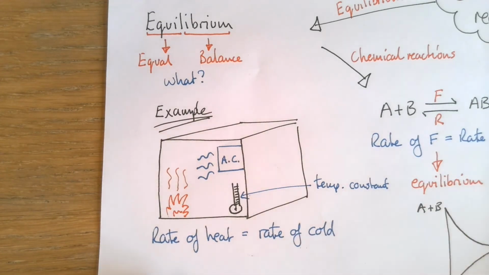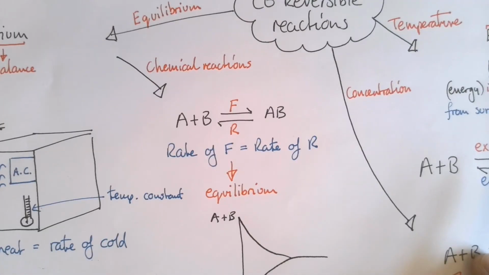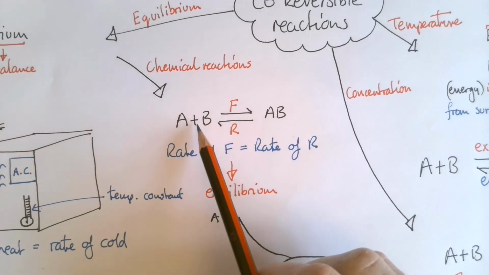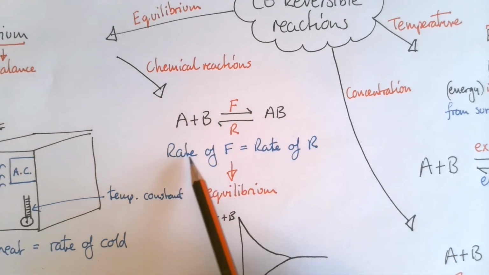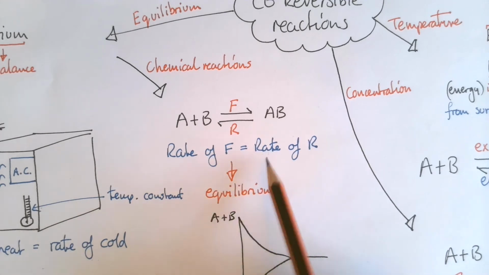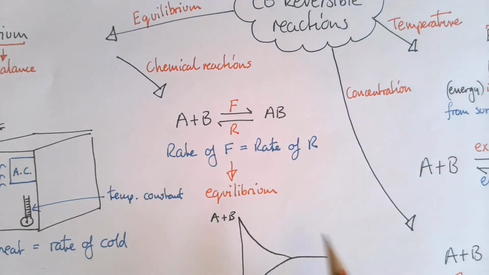So when we come back to chemical reactions, we can see in a reversible reaction that we get an equal balance of the forward reaction and the reverse reaction. So when the rate is equal to each other, and that's the important bit to remember, the rate, then we can say that reaction is in equilibrium. They're being made at the same time.